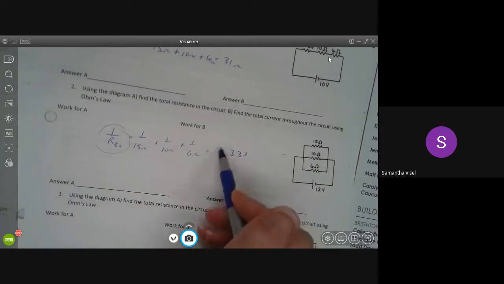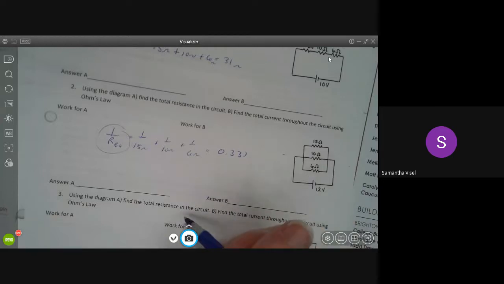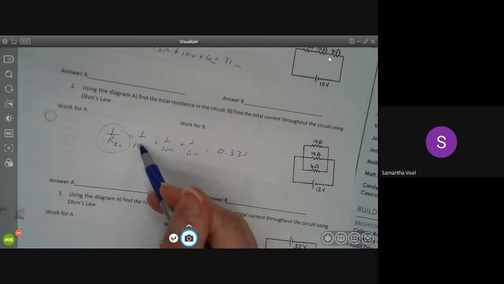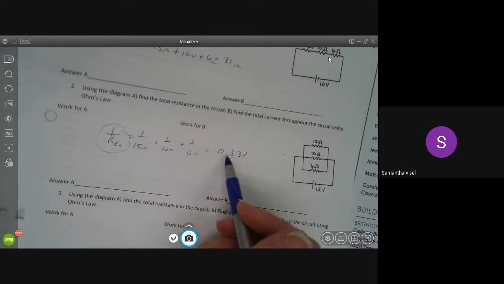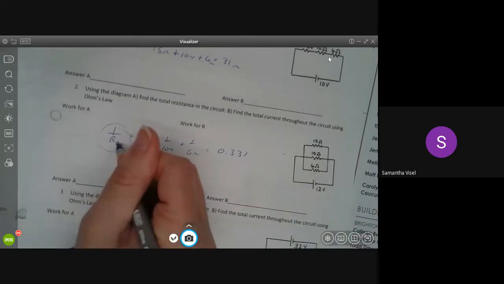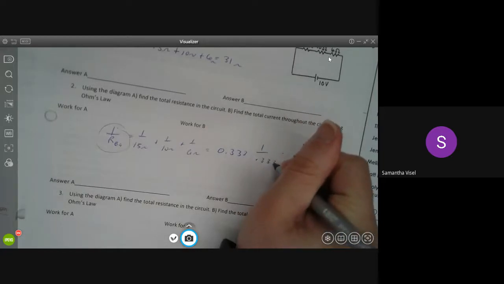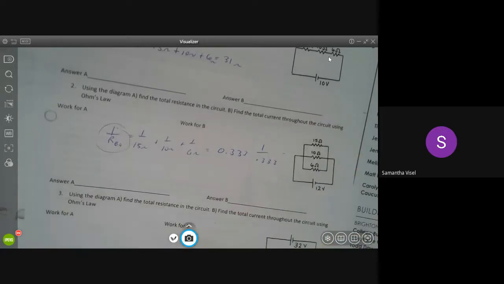So what I just found, this equation is set up to find 1 over what the equivalence is. So I found this in decimal form, fraction form, so now I need to turn it into a whole number. So with parallel circuits, there is one extra step. After you divide 1 over all the resistance values, then we need to take 1 over what that value is. So 1 over 0.333. So that's going to then give me a value of 3 as my resistance.